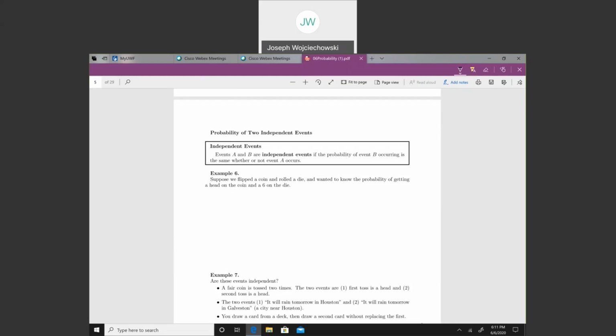So suppose we flip a coin and roll a die, and wanted to know the probability of getting a head on the coin and a 6 on the die. So what's the probability of getting a head on the coin? Probability of a head is equal to 1/2. And what's the probability of getting a 6 on the die? Now, the fact that we got a head or not on the coin doesn't affect this. These are independent events, and that probability is 1/6.